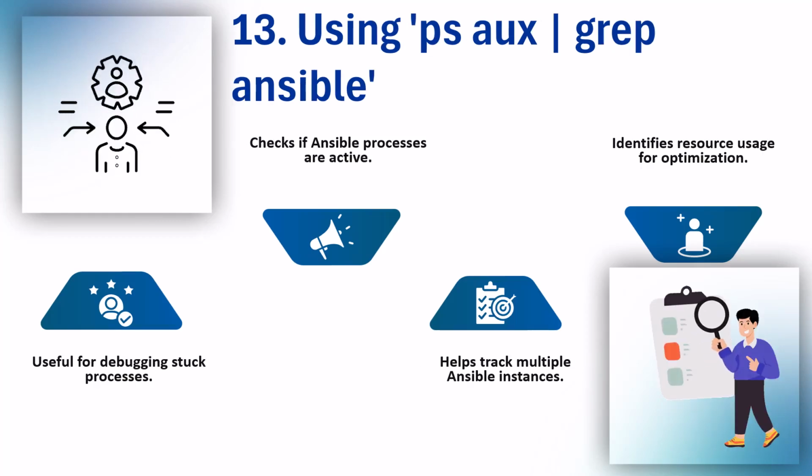The ps aux | grep ansible command is our secret spy tool. It tells us if Ansible is working hard or just slacking off. Knowing what's running helps us optimize resource use, debug stuck processes, and track multiple Ansible instances with precision.